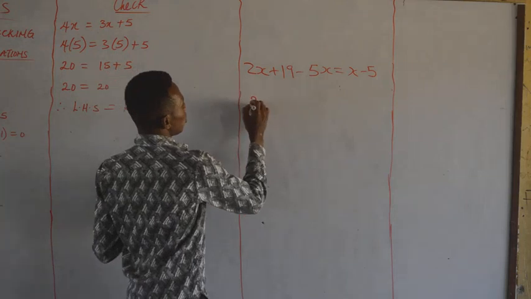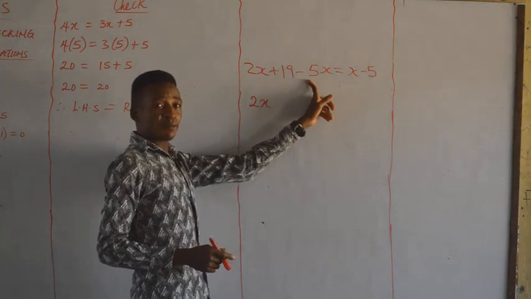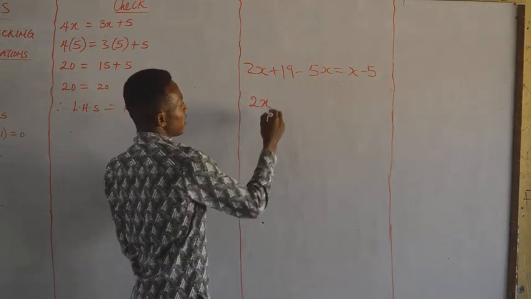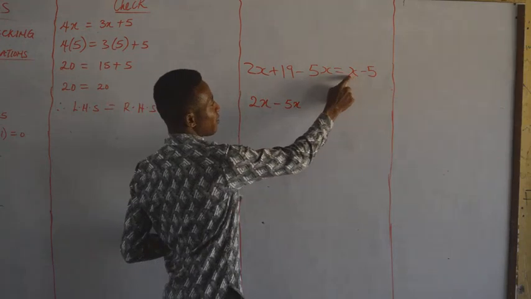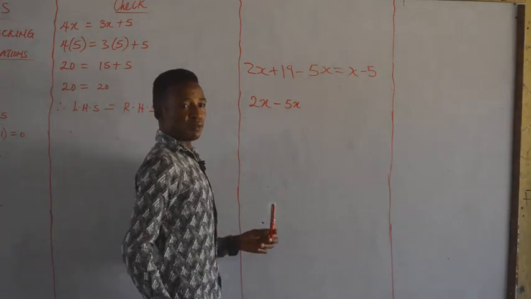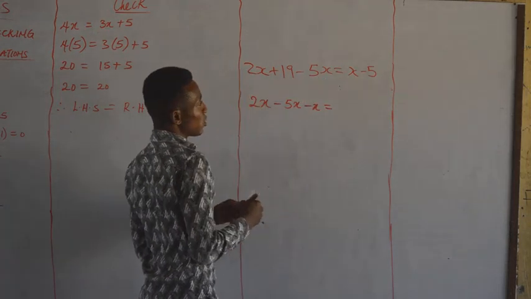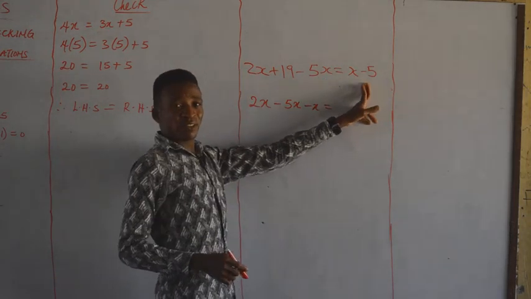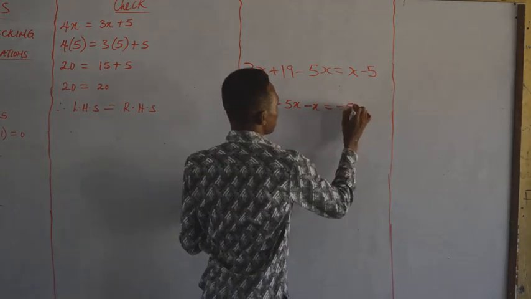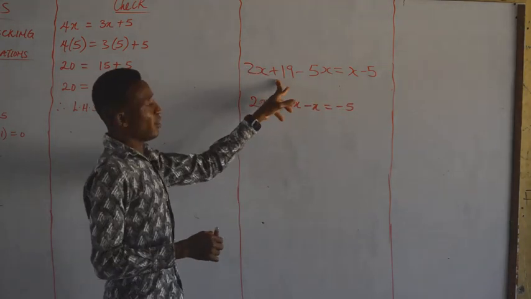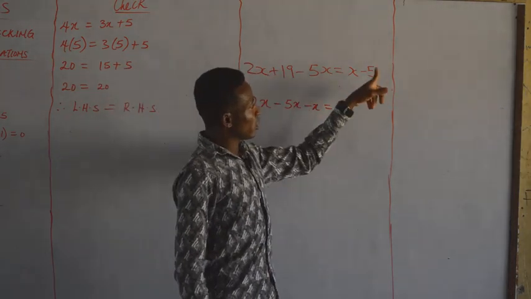So we have 2x. Now this minus 5x is still on the left hand side here. It's not crossing the equals to, so it remains minus 5x. Then the x we have here has an invisible plus, but when it crosses, it becomes minus x. Then on the right hand side, we already have minus 5 here. So the minus 5 stays because it's not crossing. We have minus 5. Then here we have plus 19. And the plus 19 is crossing the equals to the other side.